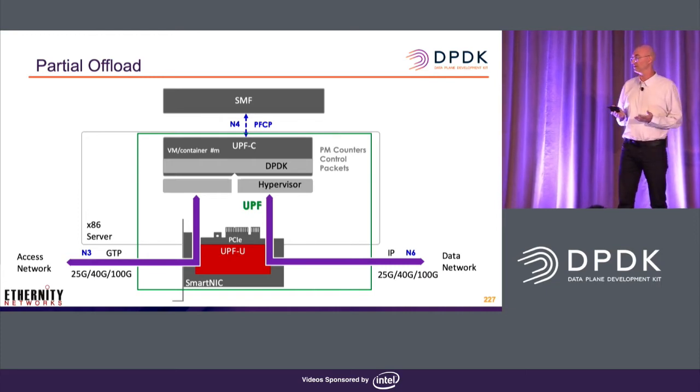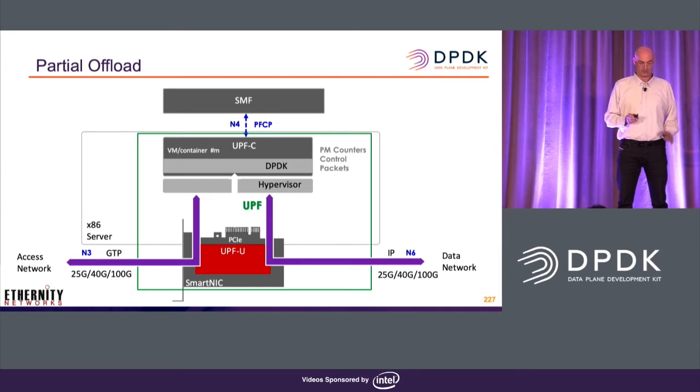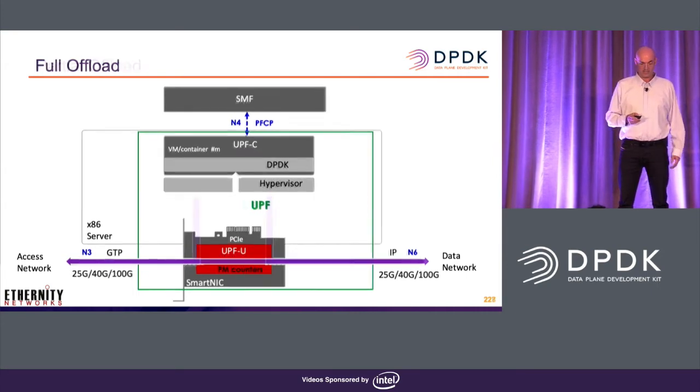So what is the normal packet flow? The packet comes in, it goes to the SmartNIC, and maybe some acceleration towards the software, maybe policing or shaping or pre-classification, and then the UPF-C does all the packet manipulation and sends it towards the data network and vice versa. That's called partial offload, and this stays.